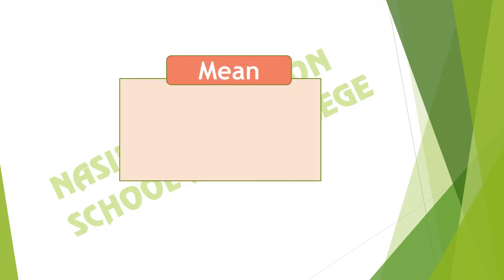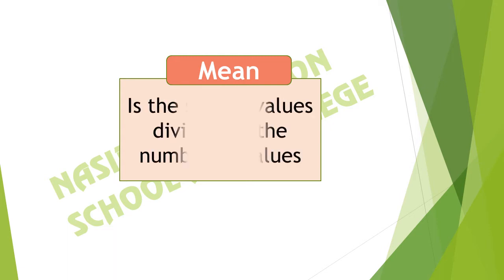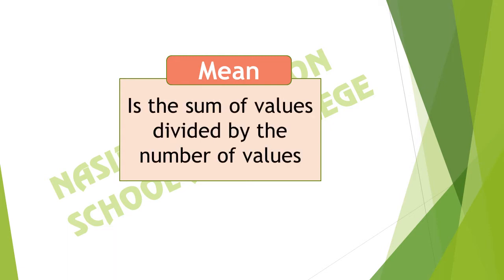What is mean? Mean is the calculated central value for all the values. We can find mean by dividing the sum of values by the number of values.